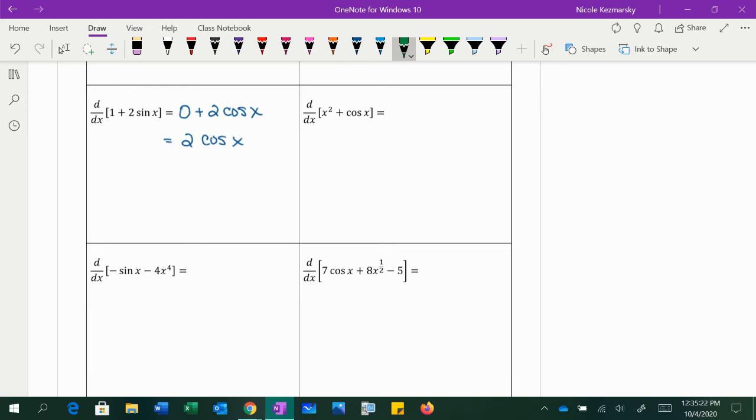Same thing with x squared plus cosine of x. I'm going to go ahead and take the derivative of x squared using the power rule. So x squared turns into 2x. And then the derivative of cosine is negative sine. And so if I clean this up, I get 2x minus sine of x.